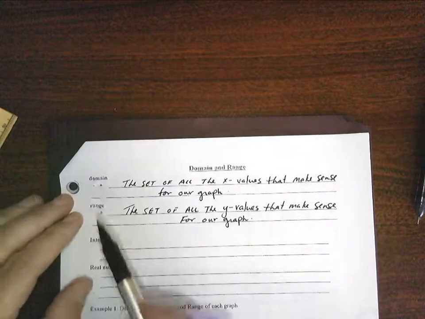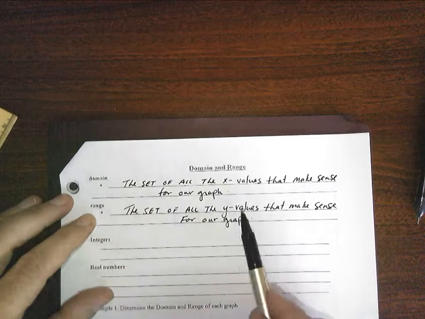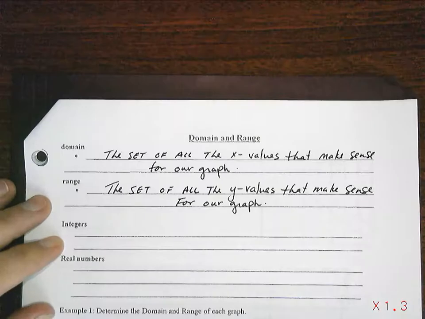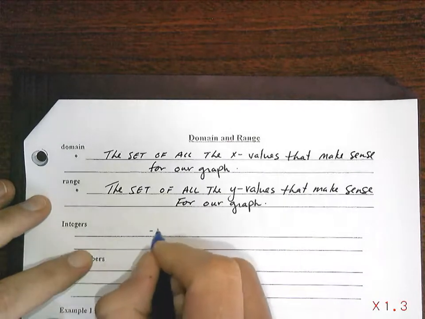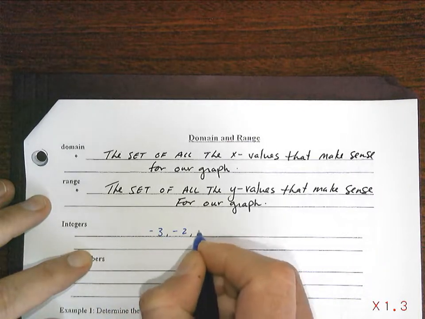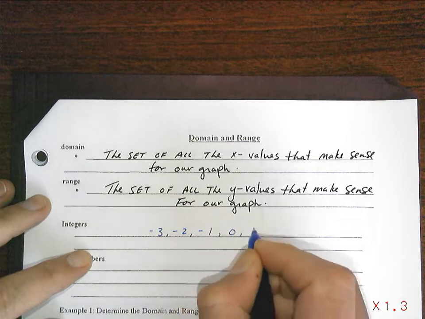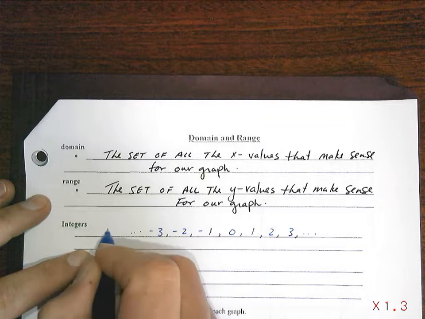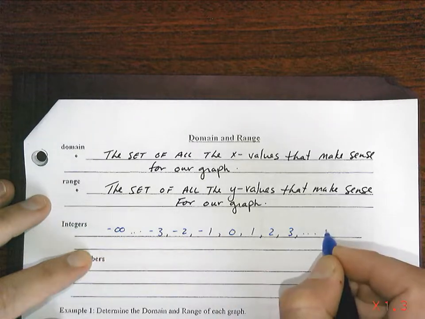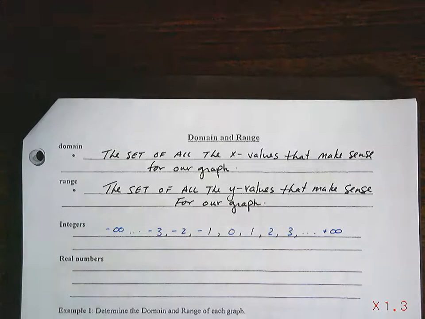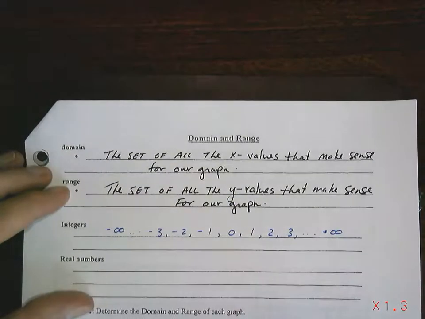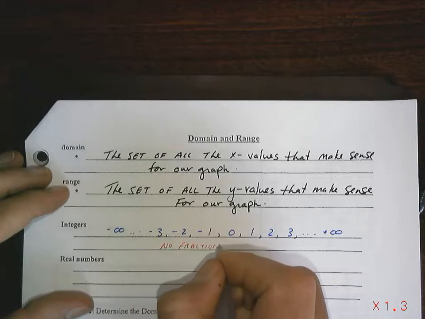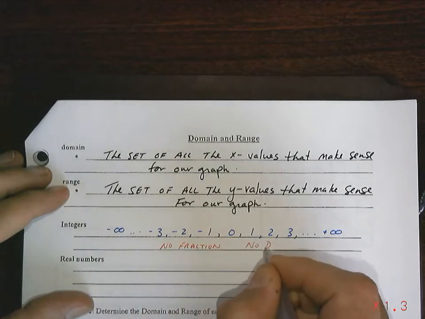Hey, there you go. All right, domain, the set of all x values. Range, the set of all y values. Integers are going to be all of these guys: -3, -2, -1, 0, 1, 2, 3, and they keep going in the negative direction, and they keep going in the positive direction. You'll notice that there are no fractions, and there are no decimals.